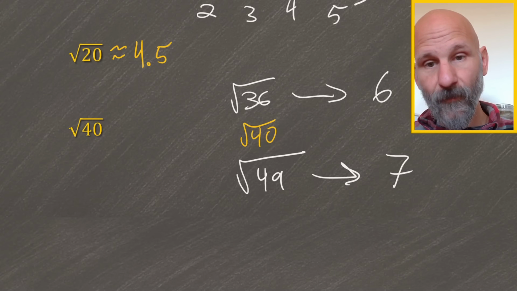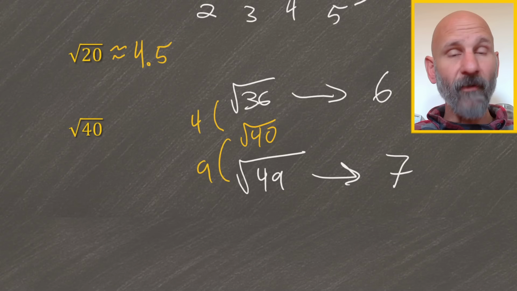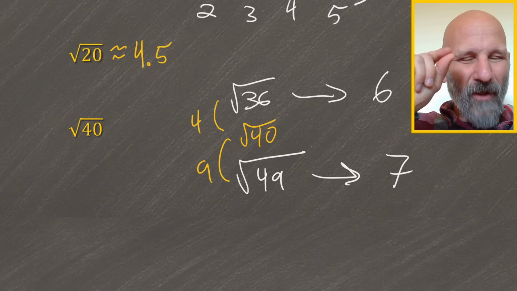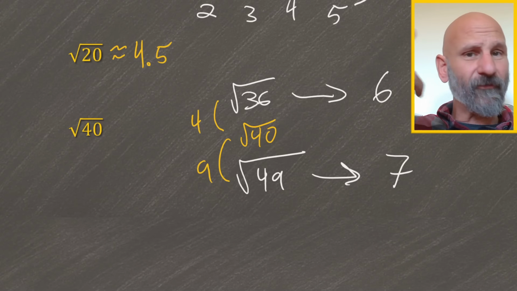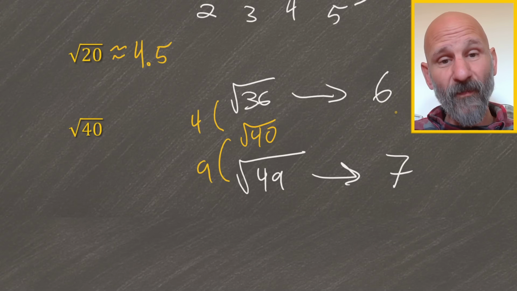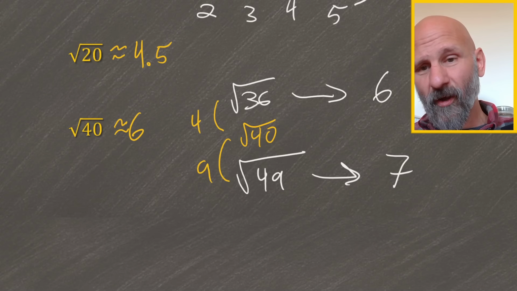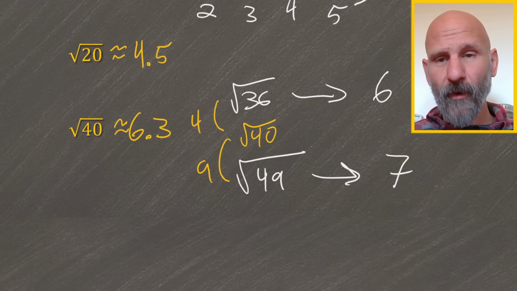Square root of 40 is right in between those. Now if I look here, it's 4 away from the 36, and it's 9 away from the 49. So it is in between, but I wouldn't say it's almost right in the middle. It's a little bit closer to the 36 versus the 49. So the answer is going to be closer to 6 versus the 7. So this one is in between, but a little bit closer to the 6. So maybe call it 6.3 for that square root of 40.